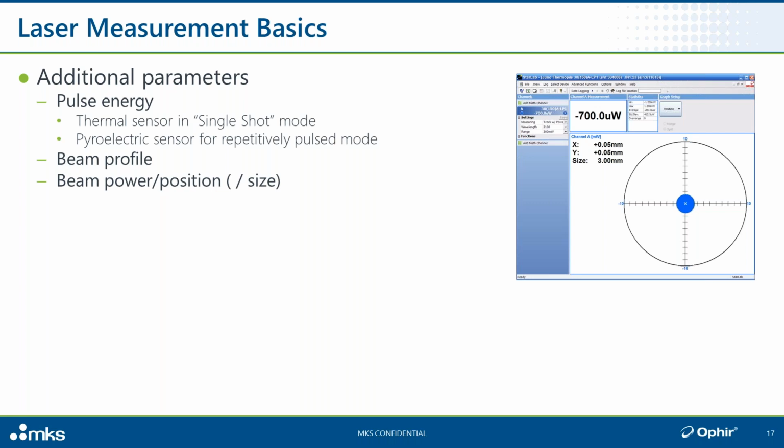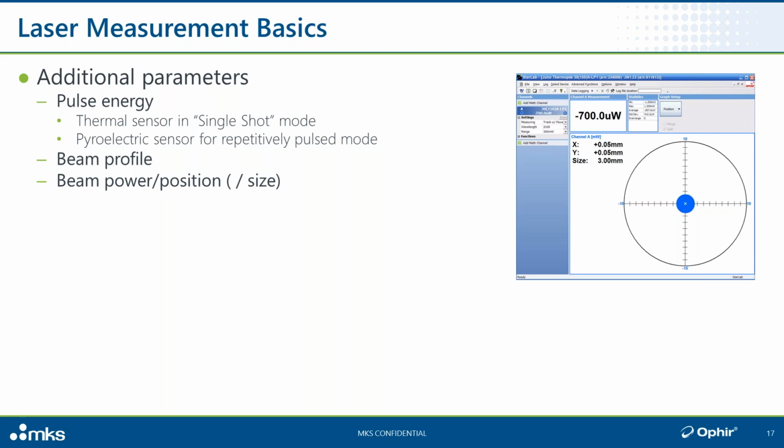Sometimes it's enough to measure not necessarily a full-blown beam profile, but we just want to know where the beam is. So there are sensors that can measure power and the position of the beam centroid, and sometimes, depending on the model, the size as well. It's kind of a poor man's beam profiler. There are those out there as well.